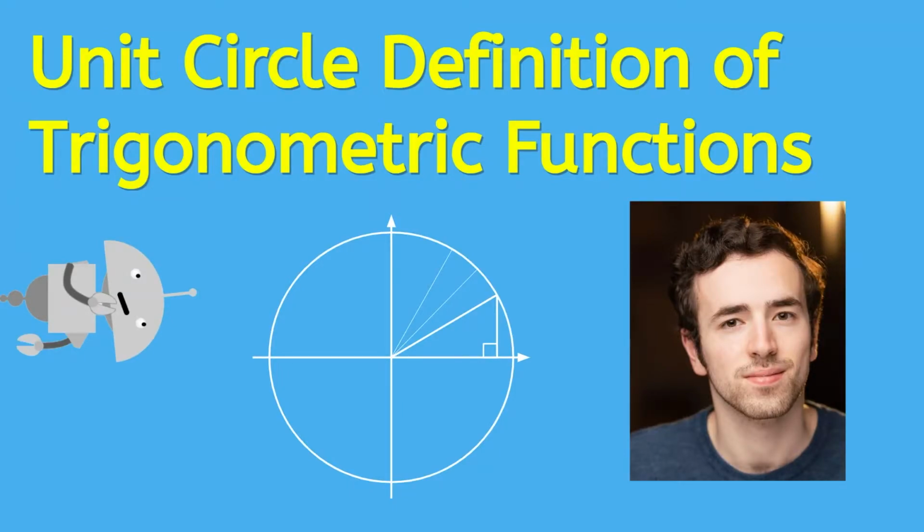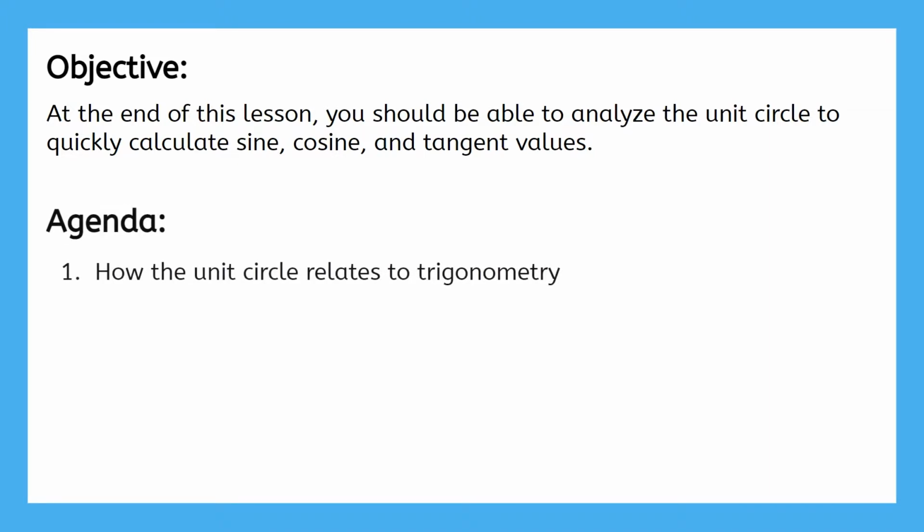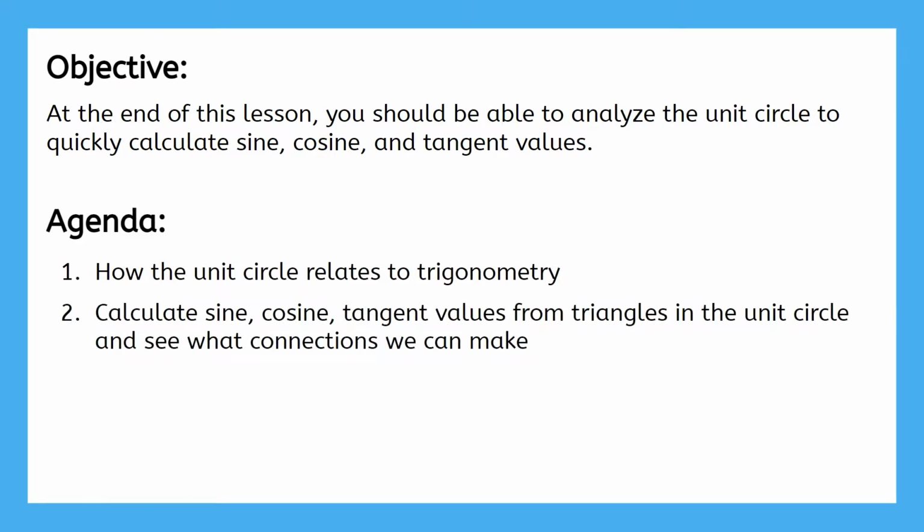In the last lesson, you created the unit circle. And now, you're going to explore why it's the single most useful tool you'll ever have in your trigonometric toolbox. By the end of this lesson, you should be able to analyze the unit circle quickly to calculate sine, cosine, and tangent values. First, we'll explore how the unit circle relates to trigonometry. Then we'll calculate sine, cosine, and tangent values from triangles in the unit circle and see what connections we can make. After that, we'll practice some examples together.